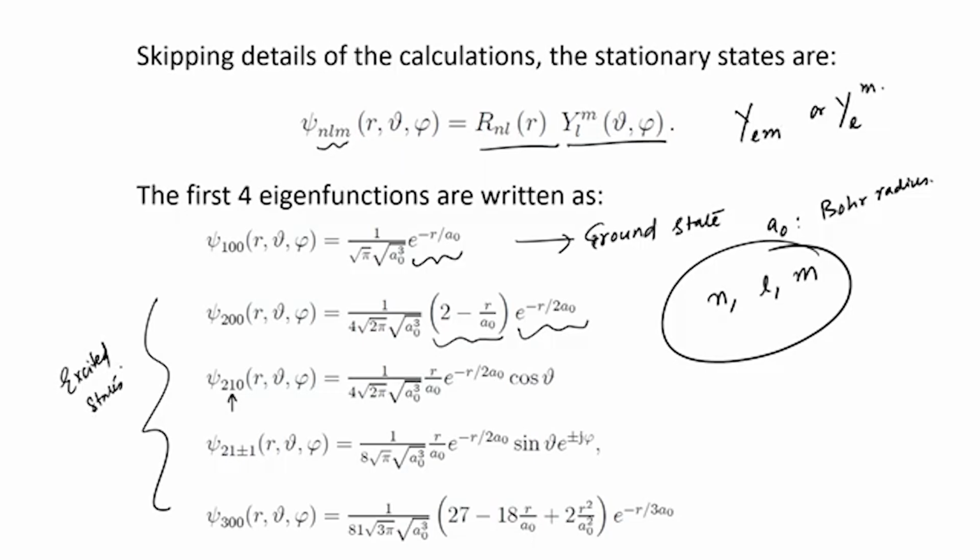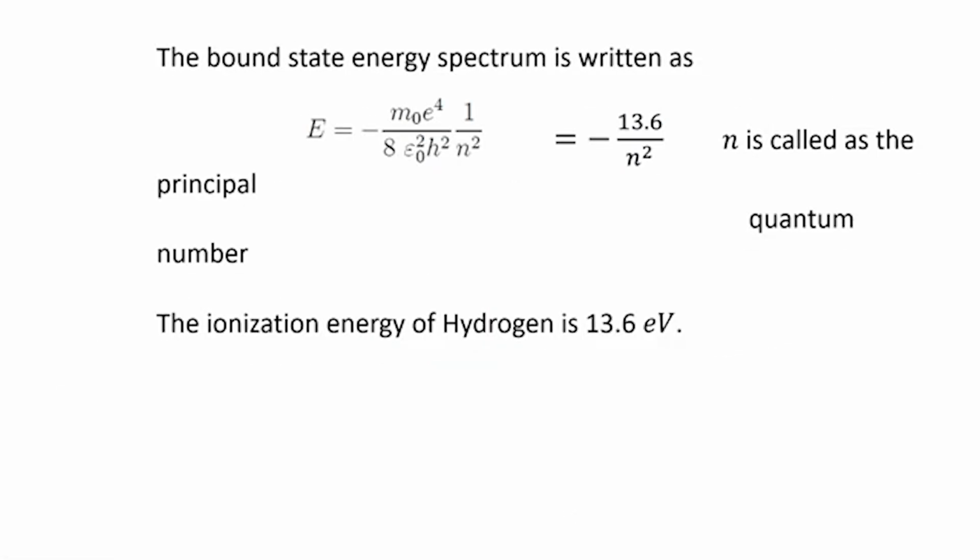In fact, you will see that these three are a degenerate first excited state, which means that they have the same energy. However, they correspond to three different distinct eigenfunctions, which are all orthogonal to each other. They are orthonormal eigenstates. And then there is a psi 3 0 0 that is shown there. And so, these are different eigenstates or the bound states of the system.